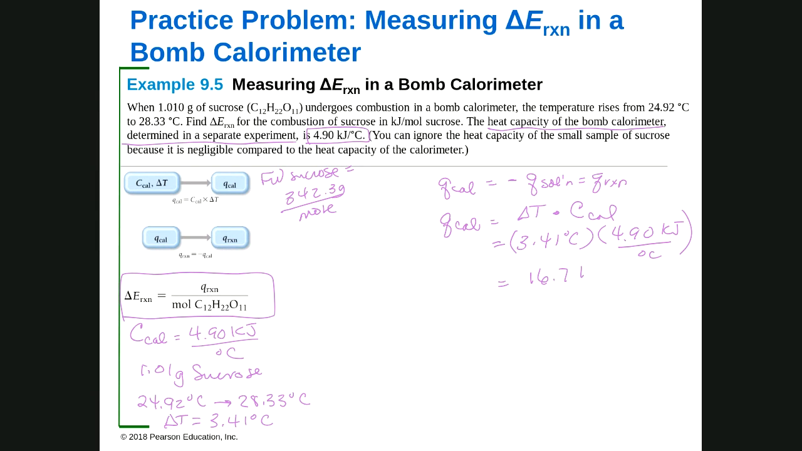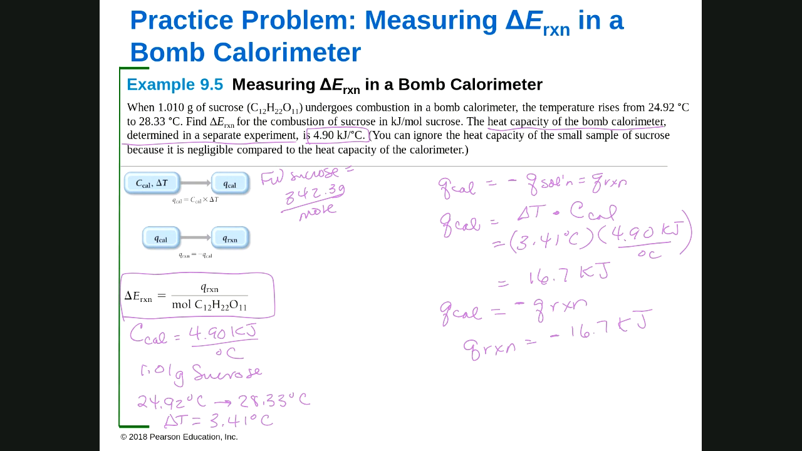And it's a positive number, right? I already know that the temperature went up, so this is exothermic. It should be a negative energy if it was delta H. But this is the heat of the calorimeter, and that is a positive 16.7 kilojoules. I know that the Q of the calorimeter is equal to the negative Q of the reaction, so the Q of the reaction is a negative 16.7 kilojoules. That's a pretty easy step, right? It's just the negative of that.